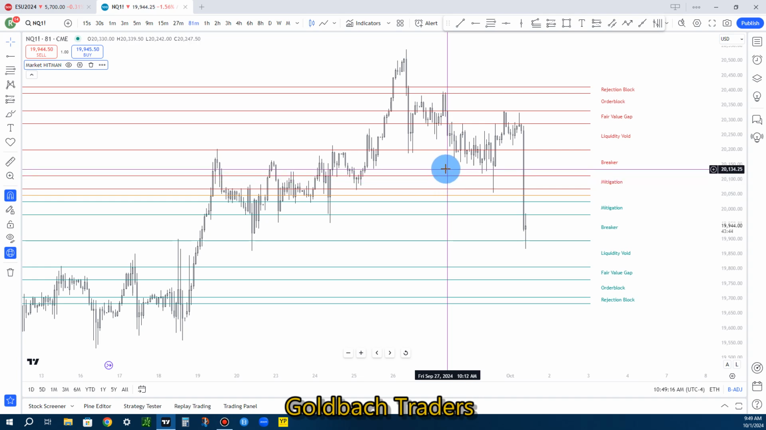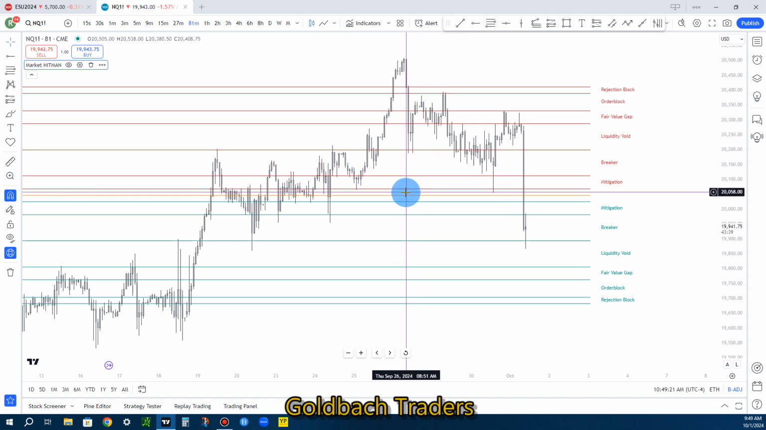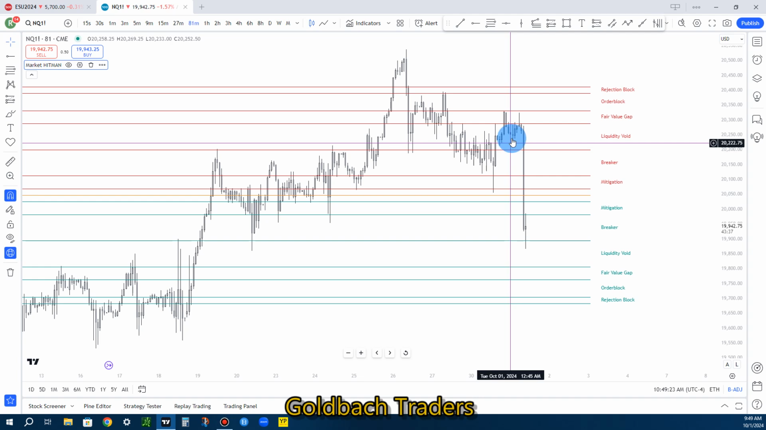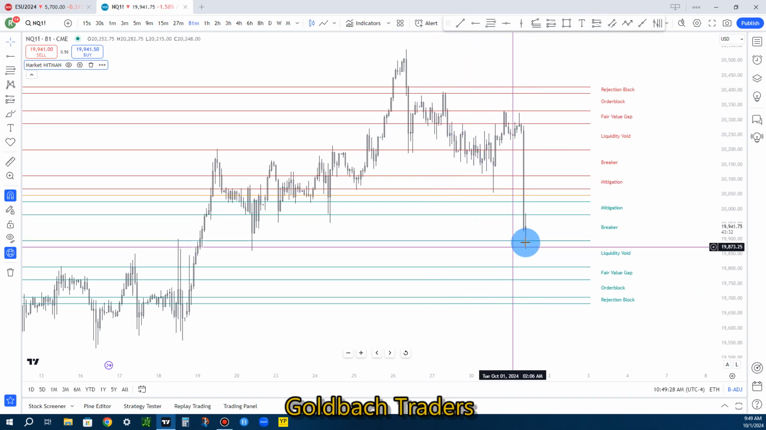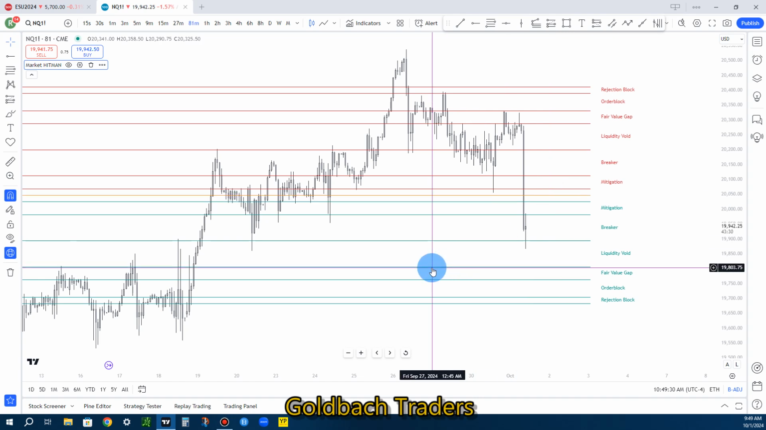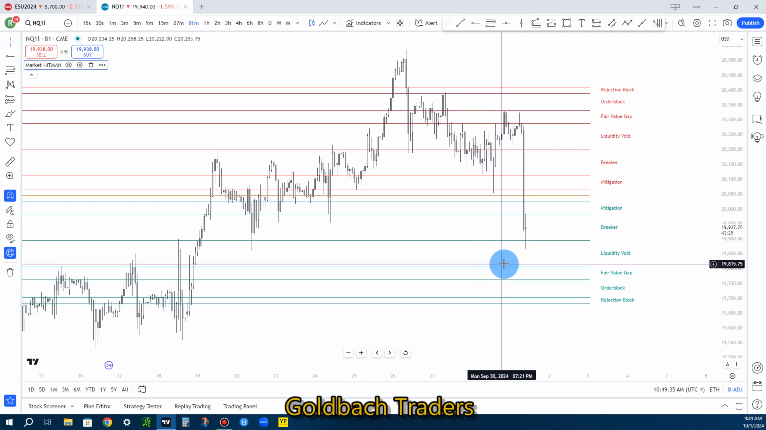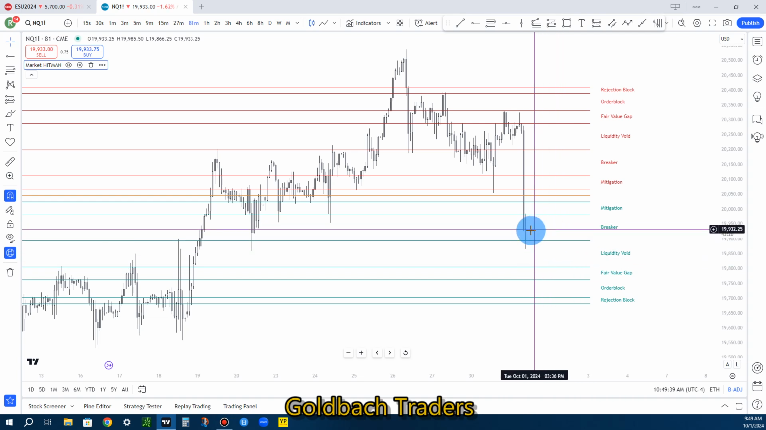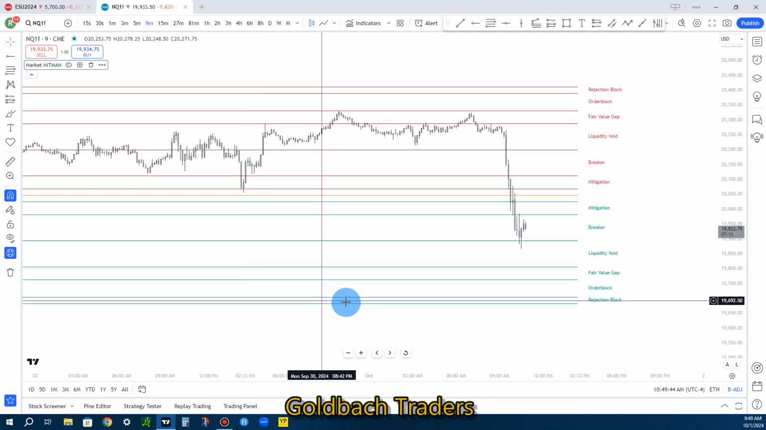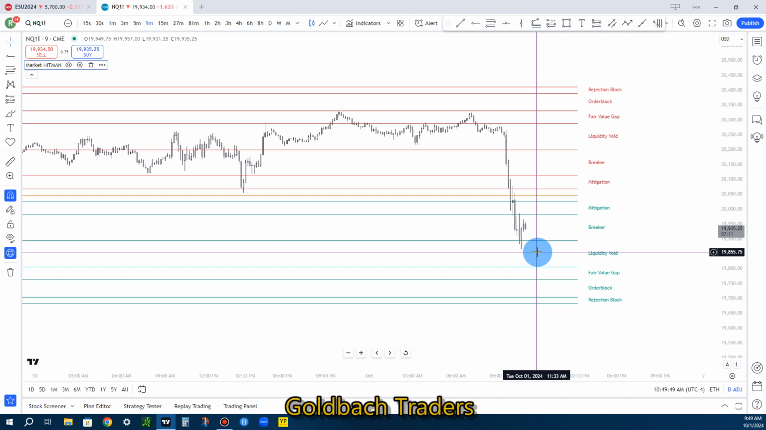One of the things that we always want to keep in context when we're looking at Goldbach levels is that we have a premium above the 50% and a discount below the 50%, this orange line being the 50%. You want to be shorting in the premium and going long in the discount. Well, as you can see right now, price is in the discount area. Let me put this down on a smaller time frame so you can see. All right, so we're in the discount area, so we should be looking for longs.